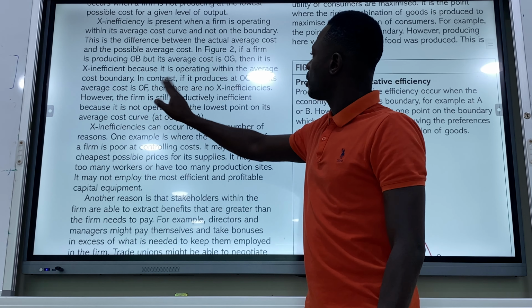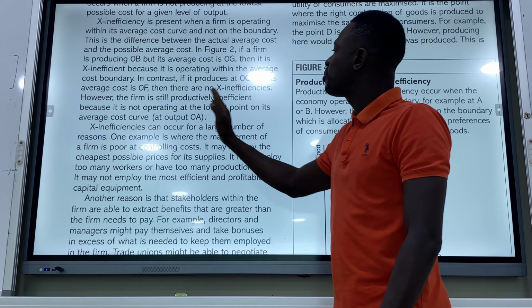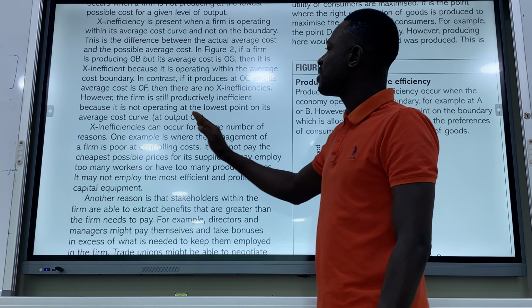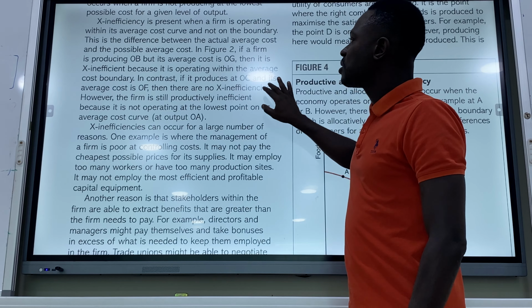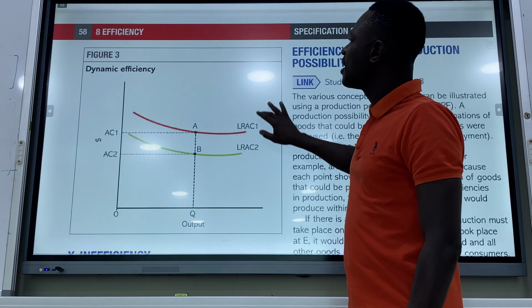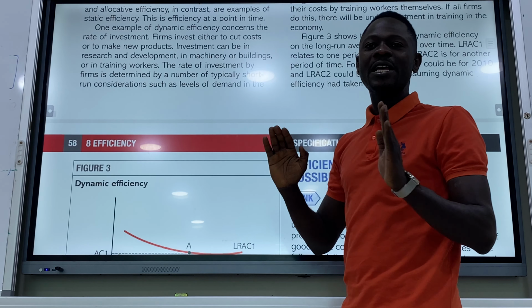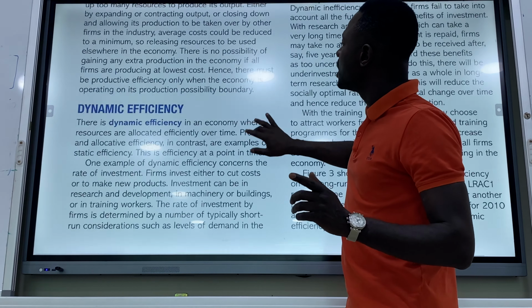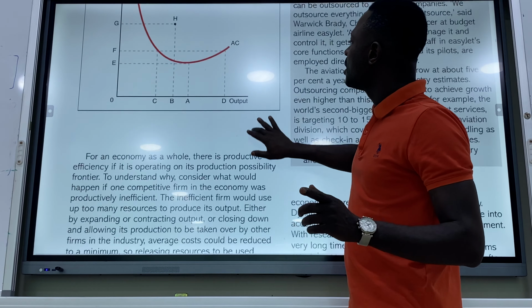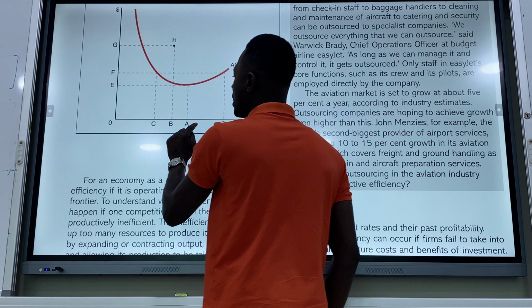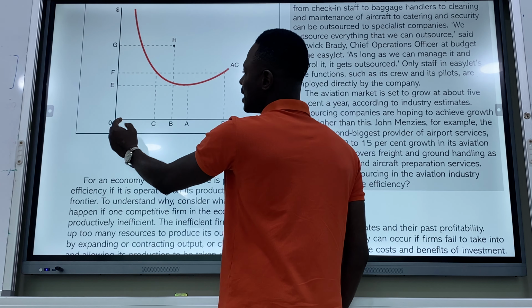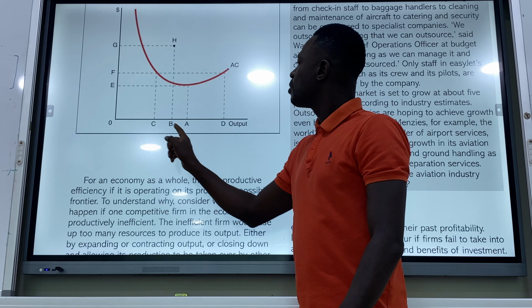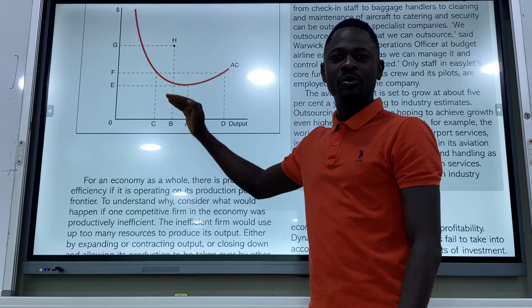However, the firm is still productively inefficient because it is not operating at the lowest point on its average cost curve at output OA. So the firm is not X-inefficient, rather it's still productively inefficient. Why is it productively inefficient? Because productive efficiency starts from OA, but the firm is still at OC and it's incurring a cost of OF.